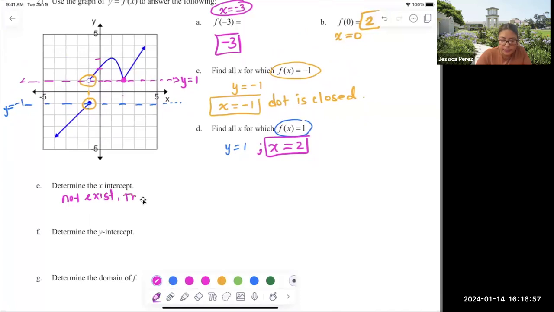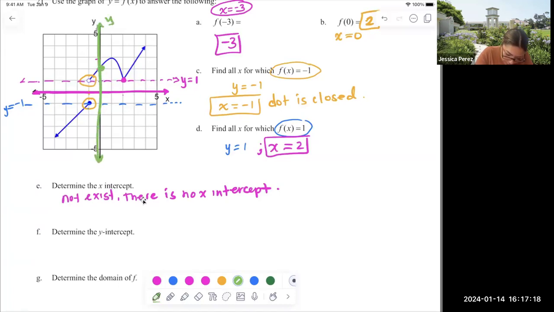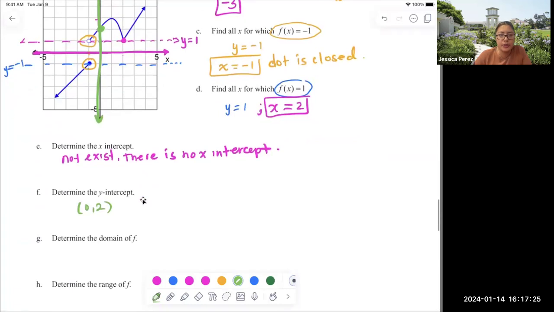So there's no way where it's touching your x-intercept. Your graph is not touching it. So there's no x-intercept. What about the y-intercept right here? The green. Where is it touching it? Right here at the point 0, 2. So we do have a y-intercept.